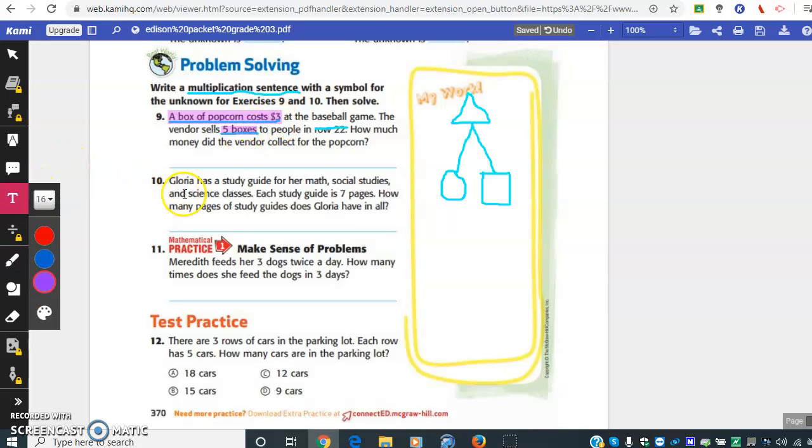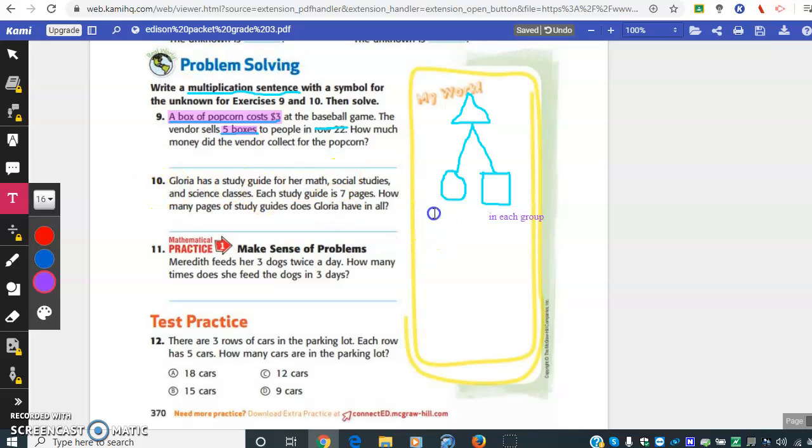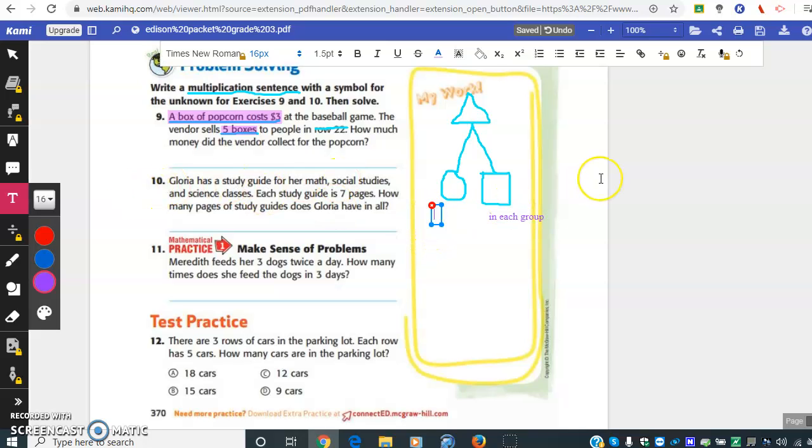Because that is my information for the number in each group, that goes in the square because this is where I put my number for in each group. That's how we do it in my class anyway. And then for the circle, this is where I put my number of groups in. In this case, my groups are my boxes.